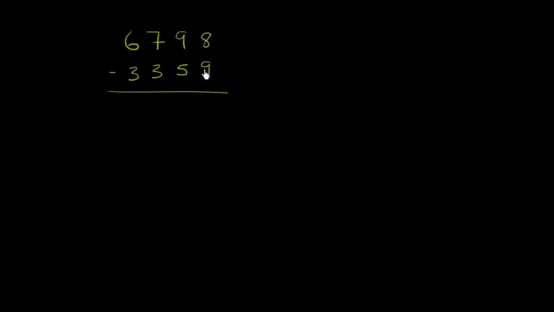And to see what our options are here in terms of regrouping, I'm going to rewrite both of these numbers. So I'm going to rewrite 6,798 literally. This is equal to 6,000, that's this right over here, plus 700 plus 90 plus 8, minus all of this.